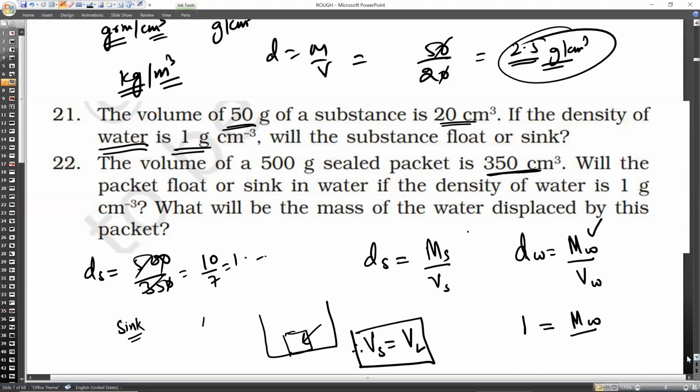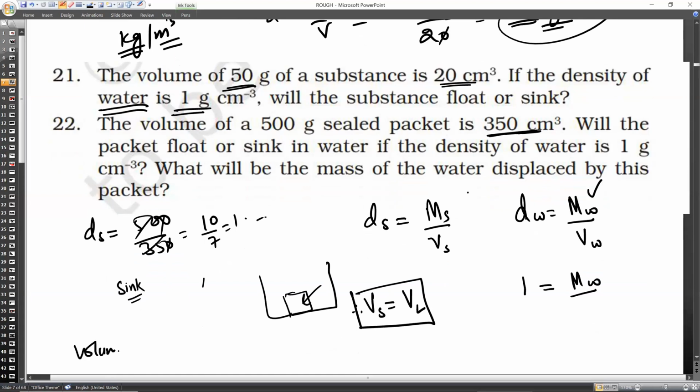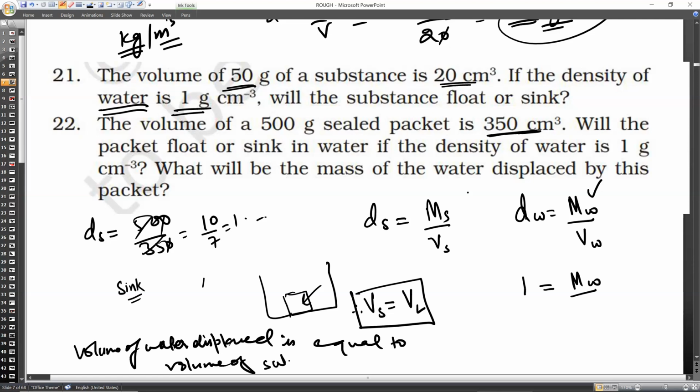Note it somewhere: volume of water displaced is equal to volume of substance. So instead of writing volume of water here, write the volume of the substance, that is 350, because these both are equal. Now this will go to that side, and this will become mass of water displaced equals 350 grams. Got it?